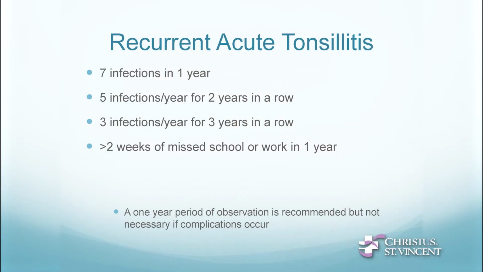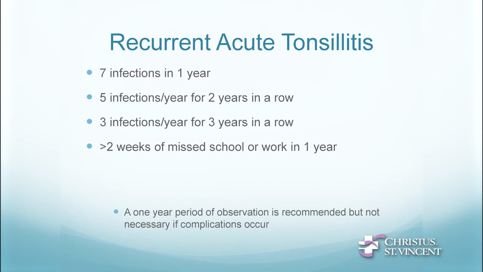Recurrent acute tonsillitis is, I would say, the second most common reason why we take out the tonsils, and there are pretty stringent guidelines around what is recurrent acute tonsillitis. So it can be 7 infections in 1 year. That's a lot of time being spent in the hospital. The second thing that it could be is 5 infections a year for 2 years in a row.